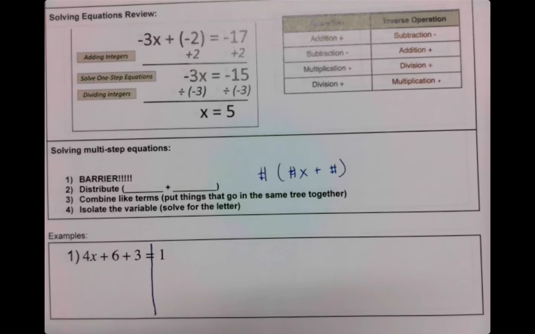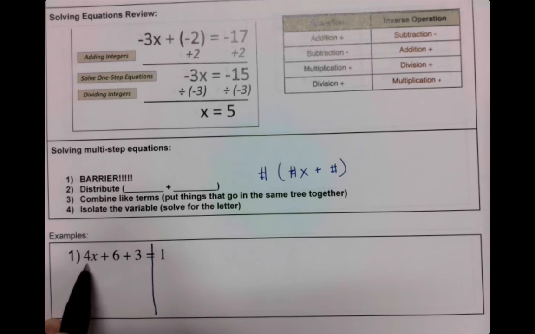What we are saying right here is we have 4 times a number. We don't know what that number is. Plus 6 plus 3 more is going to give us 1. If you know what that number is, great. I don't. So again, I have my barrier. There's nothing to distribute, so let's combine like terms.